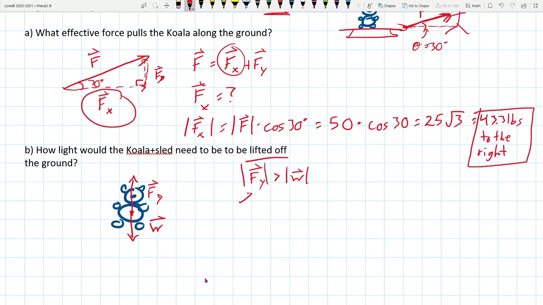Well, we can calculate this by using the same ideas that we just did above. So F sub y, at least the magnitude of it, is equal to the magnitude of F times sine of 30, because it's the opposite side. Sine of 30 degrees is just 1/2. So that's going to be 25 pounds. Sorry, this is the magnitude of F sub y. Okay? So if the koala weighs less than 25 pounds, it would leave the ground in some fashion.